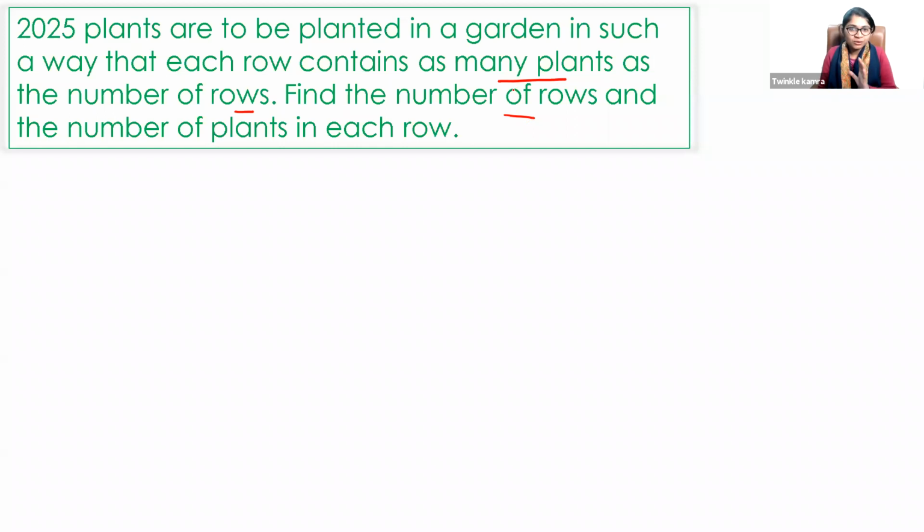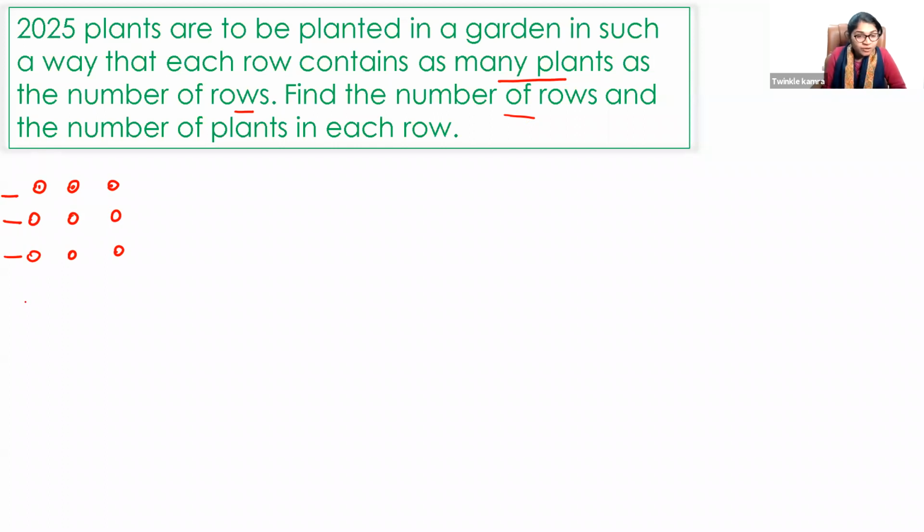अच्छा, I want you people to notice this. देखो, मेरे पास अगर एक रो में 3 पौधे लगे हैं, I have 3 plants in one row and I have 3 rows. Yes, this is the fair example. Number of plants are equal to number of rows. 3 ही plants है, 3 ही rows है.